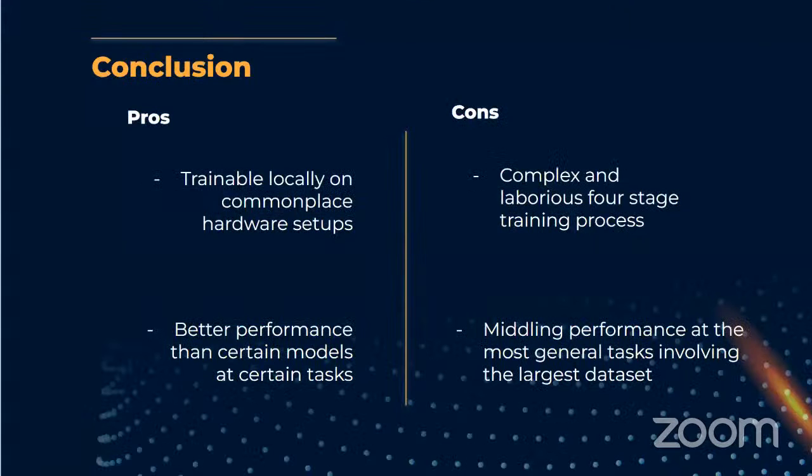Next, we have the pros and cons section. As we know, TinyGPT-V has 2.8 billion parameters, so it is trainable locally on our commonplace hardware setups. And it also has better performance compared to the other models which have large parameters, as we observed in the last slide. The cons are that it has a complex and laborious four-stage training process. As the dataset size increases, we have observed that the performance of the model diminishes rapidly.